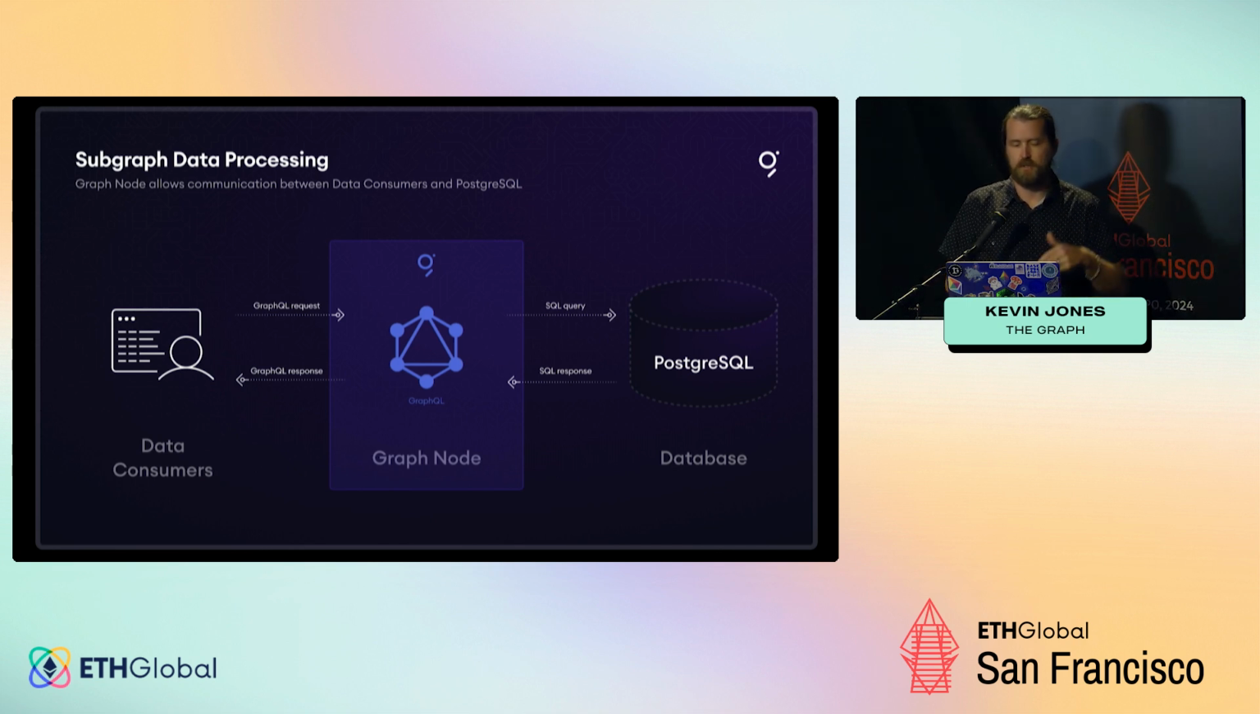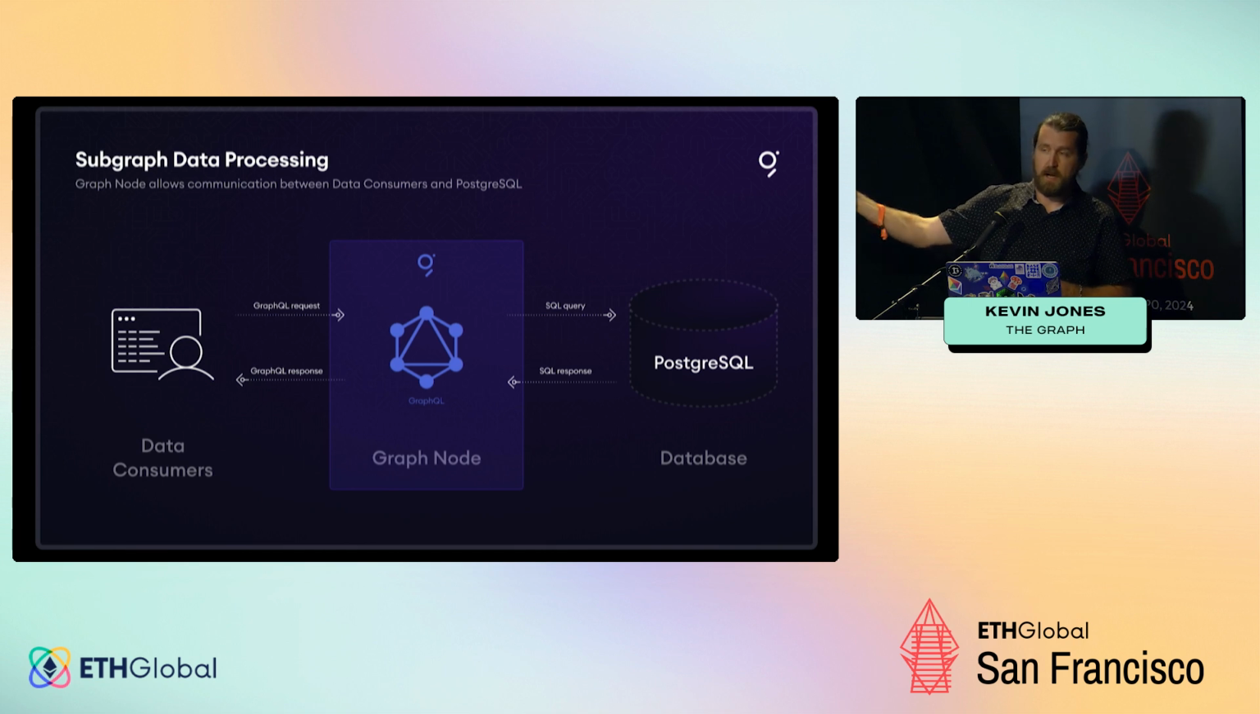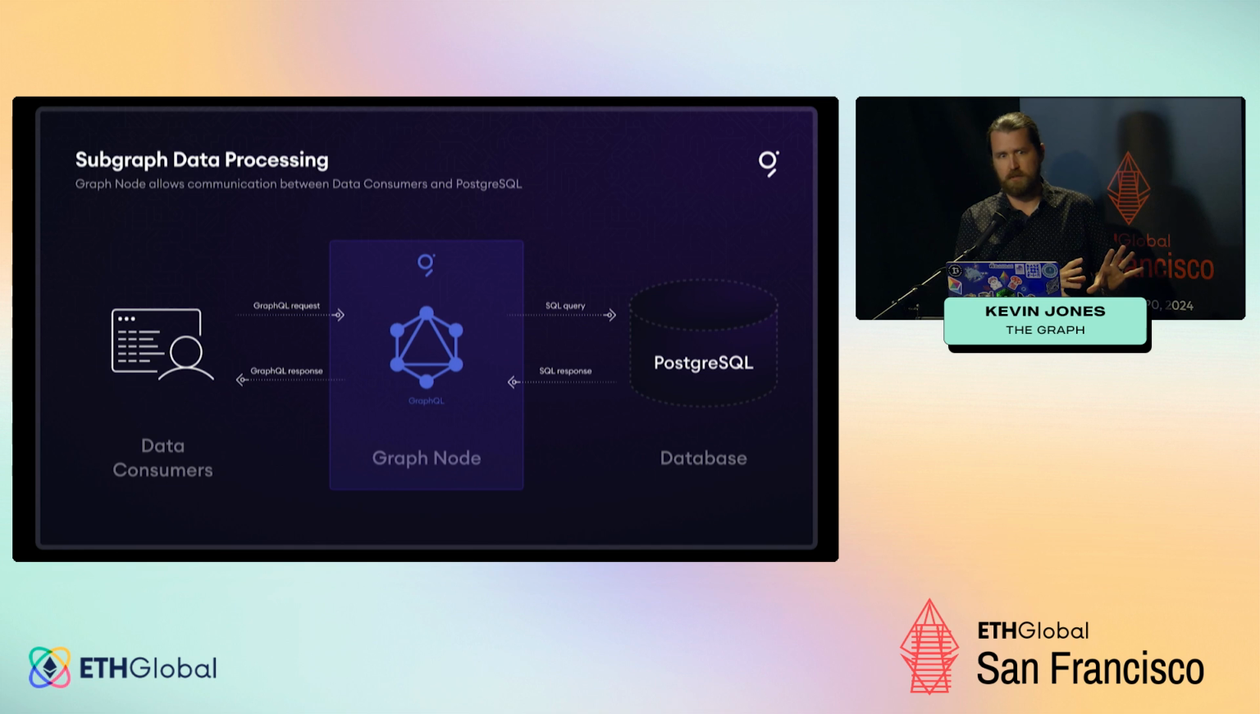So imagine your user or your consumer is going to your application. They're making a GraphQL request, giving that to the GraphNode over the API. The database is then responding with the appropriate SQL query data and then serving that as a GraphQL response. So it's kind of like middleware. That's the best way to think about it.